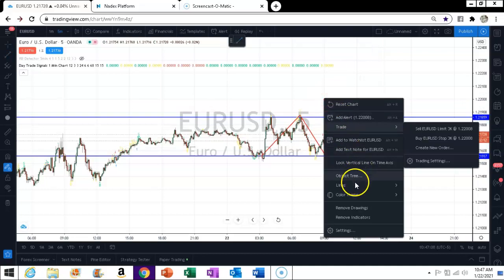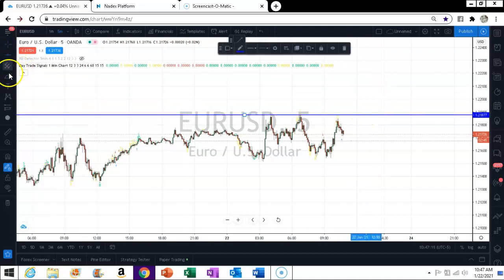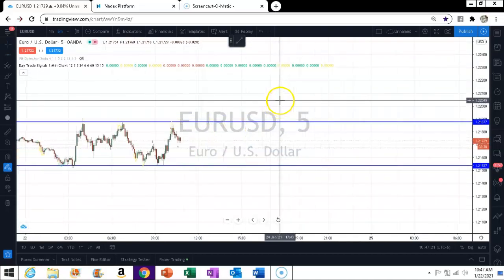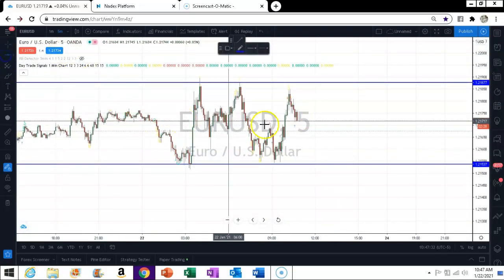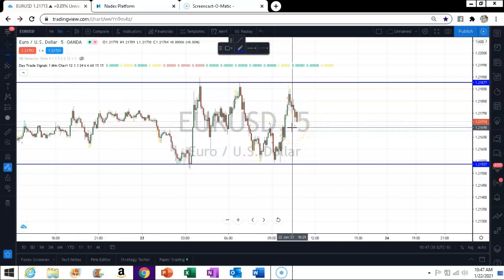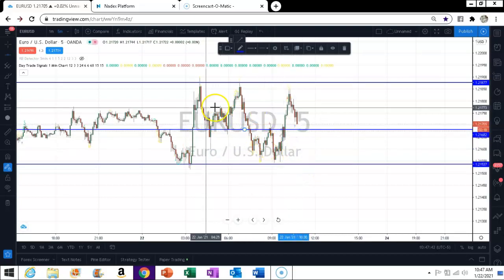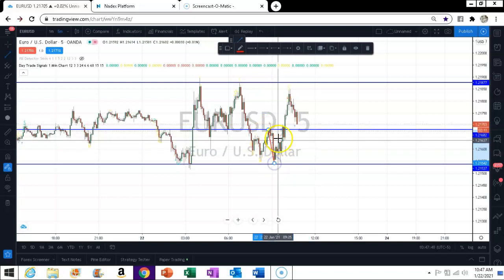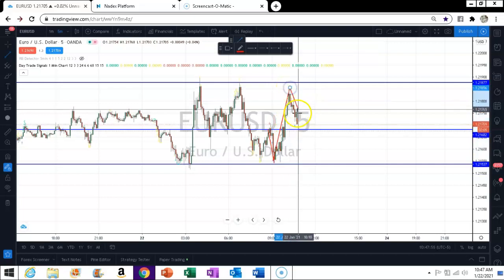So, let me get this back. I'm going to show you something else. All right, so here we have obviously a support and resistance point right here. Support, resistance, right? So what did price do? Price came back here, went down, broke above that support and resistance, and now it's on its way back.